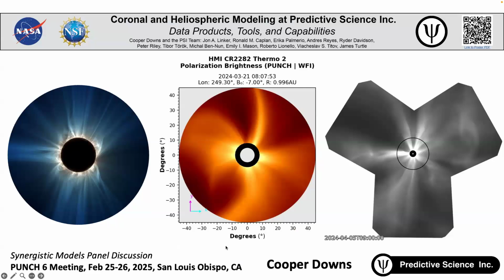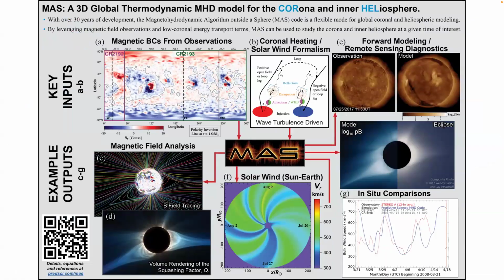I'm here to basically represent Predictive Science and the type of coronal modeling and heliospheric modeling that we can do. I prepared this with the theme of not only what is the cutting edge science that we're doing, but also what sort of tools and data products we have that might be of interest to the broader community of PUNCH users as well. I also want to say that I have a poster out there. There are QR codes in here, but please feel free to come find me at the poster session if you have questions about anything I show here.